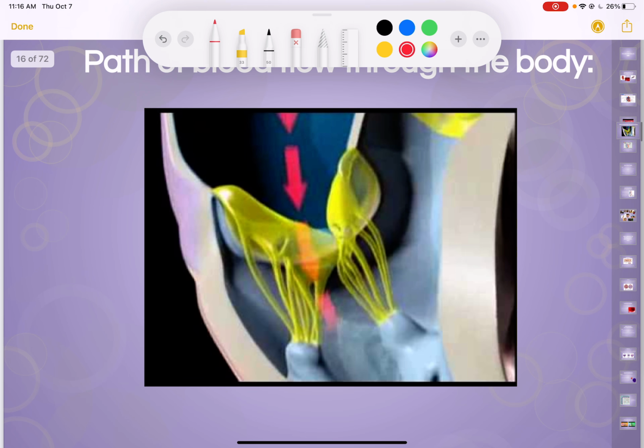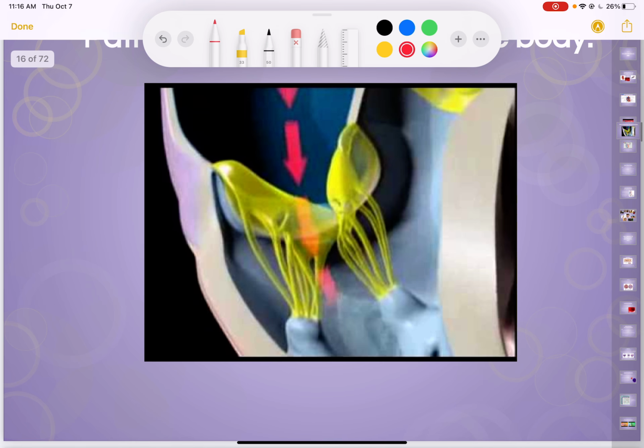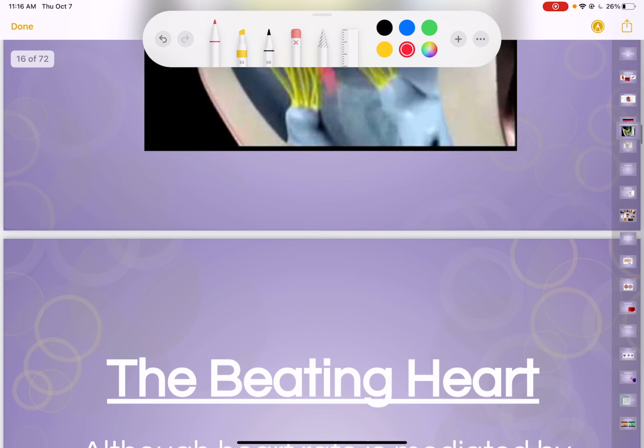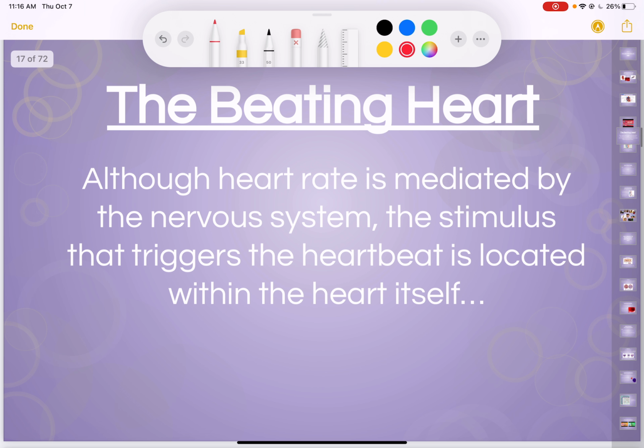There's a video here that shows the pathway of the blood through the body. You can watch that. I just can't play it in this video.